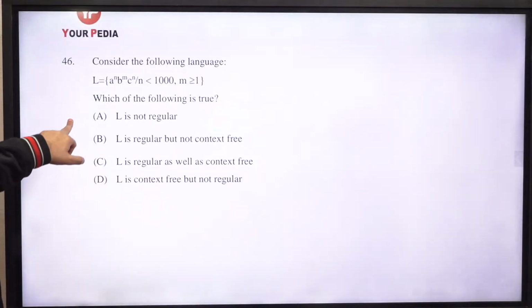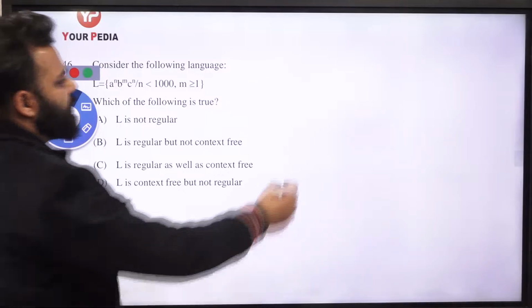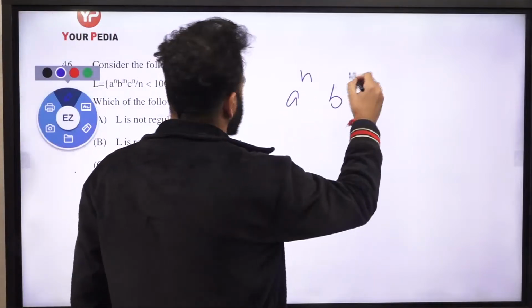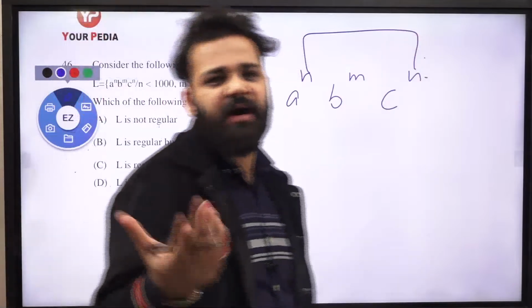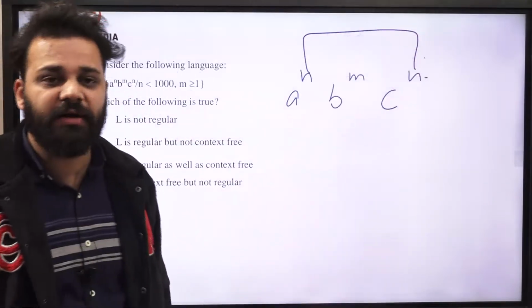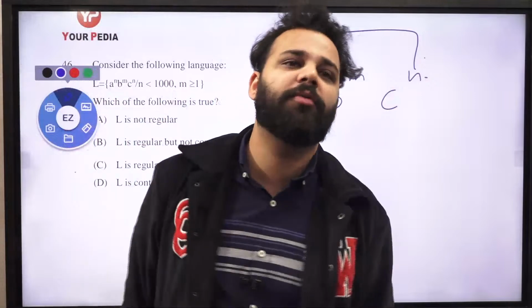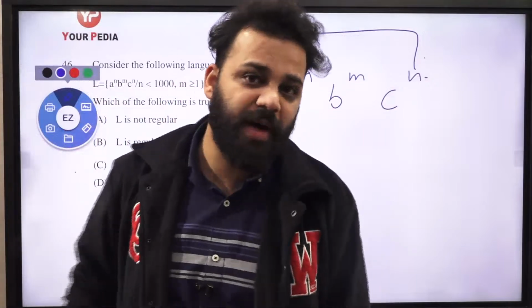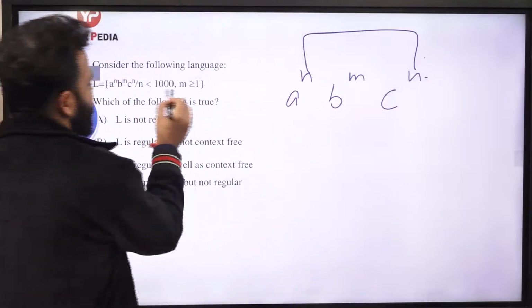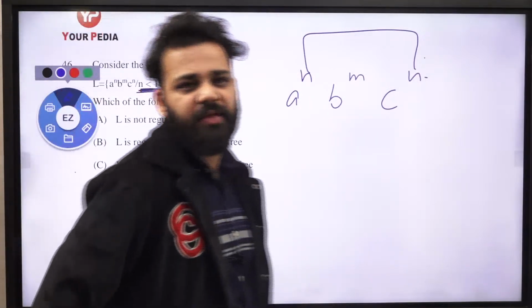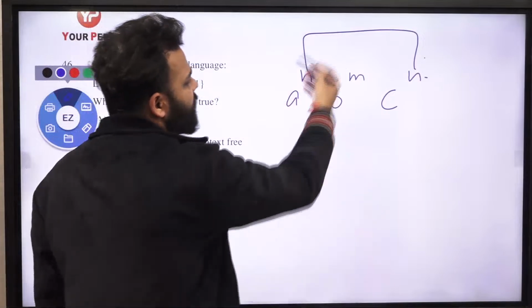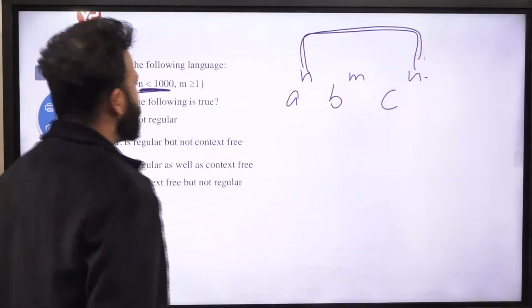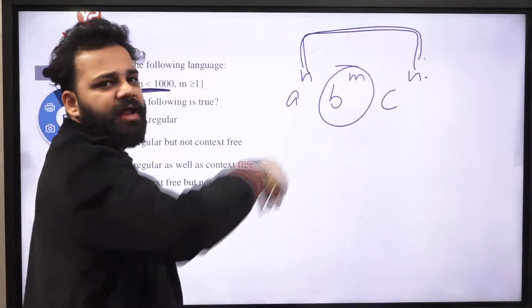Consider the following language where n is less than or equal to 1000 and m is greater than 1. So we are comparing a^n, b^m, c^n. So we are comparing A and C. Your finite automata will not be able to do comparisons. But one thing is, n is less than or equal to 1000. So the comparisons are finite. If the comparisons are finite, finite automata will be able to do it, and m is not dependent on anyone. So m can be anything.